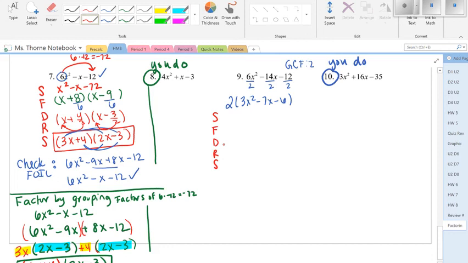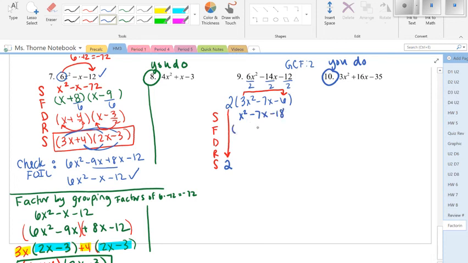So remember, the S stands for take that first number and slide it by the last number. And the greatest common factor is just going to stay in front the whole time. So I'm just going to draw an arrow down and put it right here so I don't forget. So we have 3 times negative 6. When we multiply that, we get negative 18. So we have x squared minus 7x minus 18.